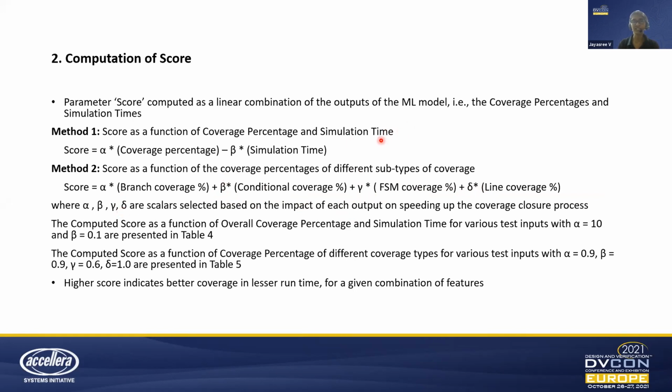For example, in the first method, if the reduction of simulation time is having higher priority in a particular project, then the scalar beta can be assigned a relatively higher value. Similarly, in the second method, if line coverage is having higher priority or covers a larger section of the code base, then the scalar delta can be assigned a higher value in the computation of the score. Higher value of score indicates better coverage in lesser runtime for a test case with a given combination of features.